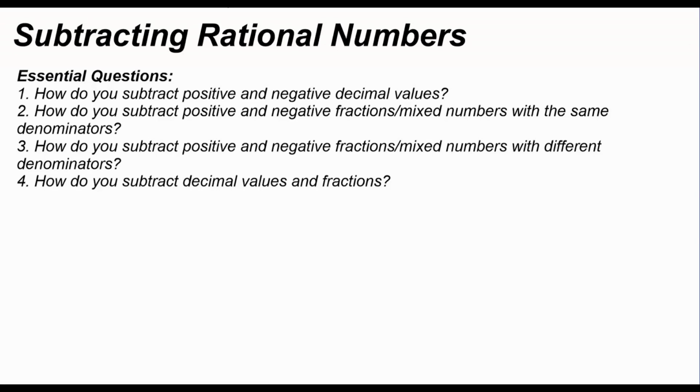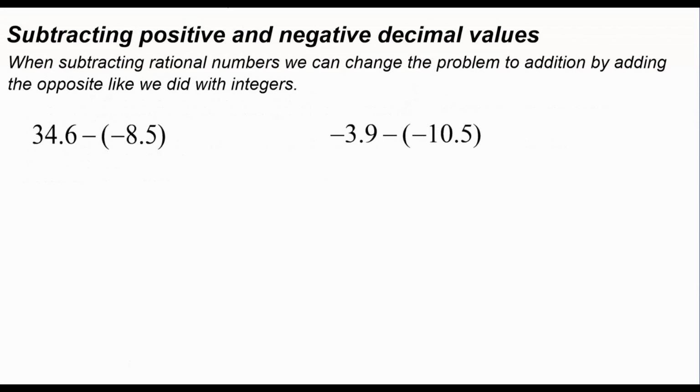So again, we're going to be applying the rules we learned from integers when it comes to subtracting rational numbers, except now we have fractions and decimals to deal with. When you're subtracting positive and negative decimal values, we can change the problem to addition by adding the opposite, like we did with integers. That will usually make our problem much easier to compute.